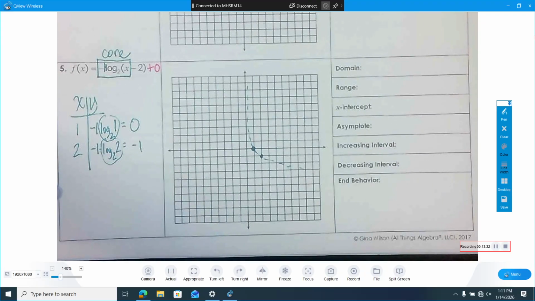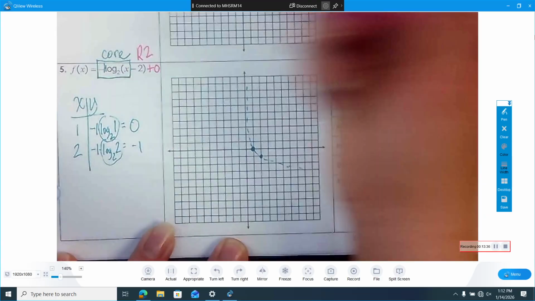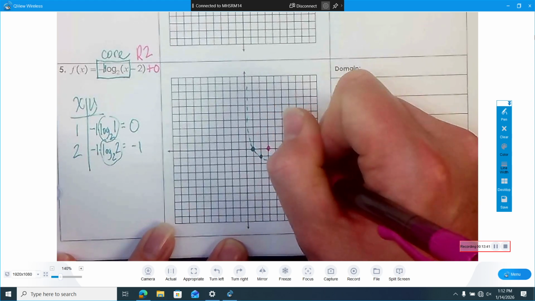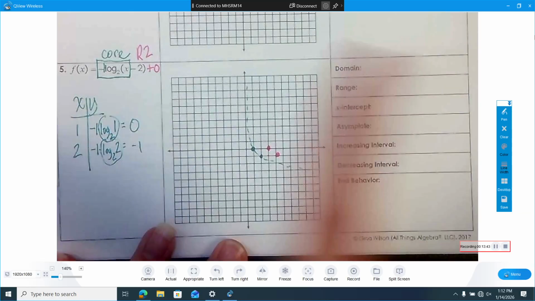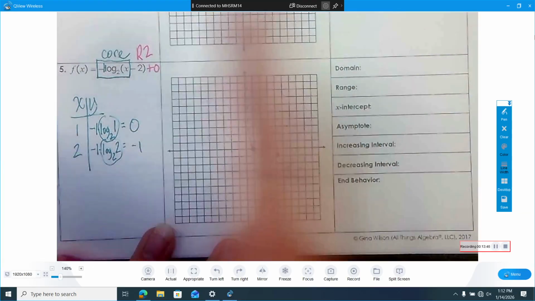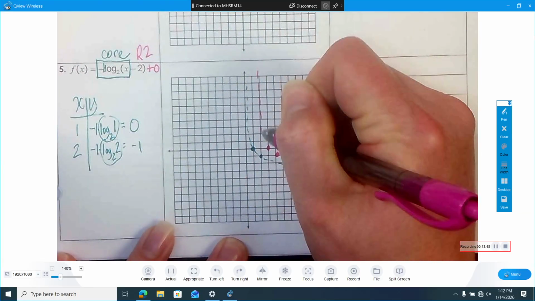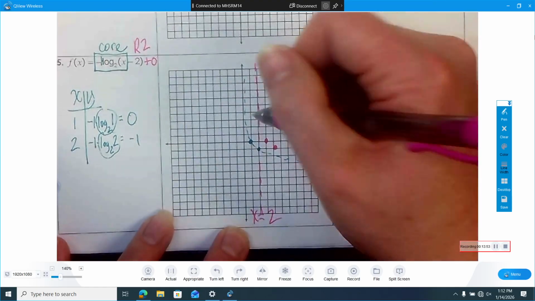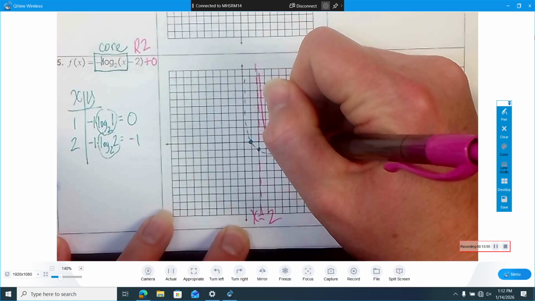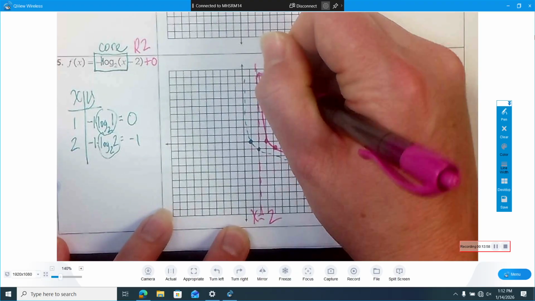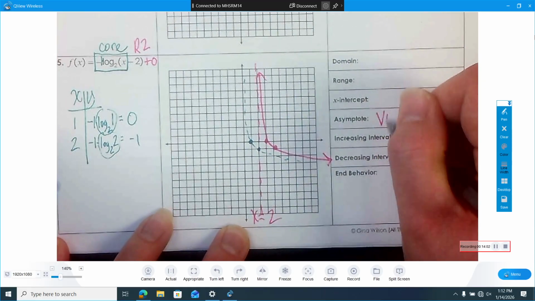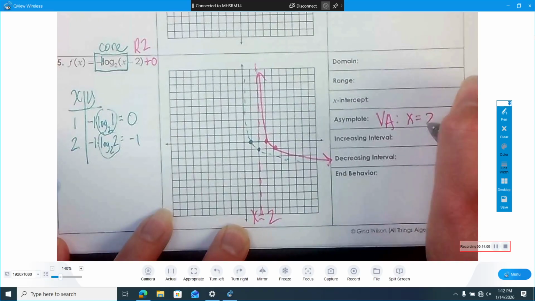And now I can shift my graph. How does it get shifted? Right 2, up 0. So I'm just going to go right 2 and plot my point. Right 2 and plot my point. What happened to my vertical asymptote? It shifted right 2 as well. So my vertical asymptote is at X equals 2. And then I can graph my log ride. My falling down log ride. My asymptote is a vertical asymptote at X equals 2.